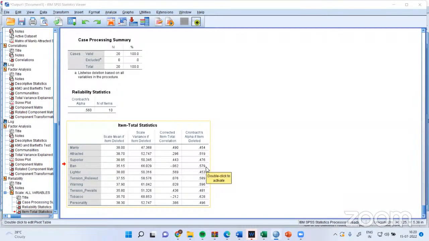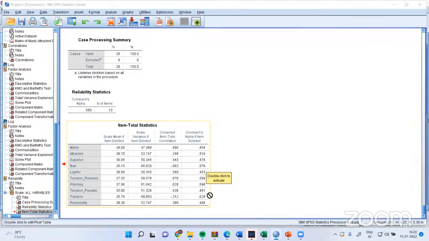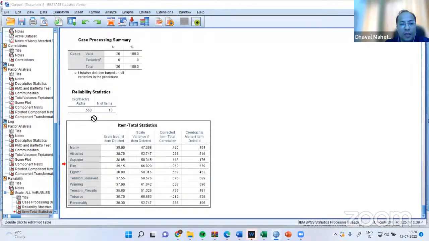Yes. So if you are having issues in Cronbach alpha in reliability, you should delete one or two statements so that you can achieve this.